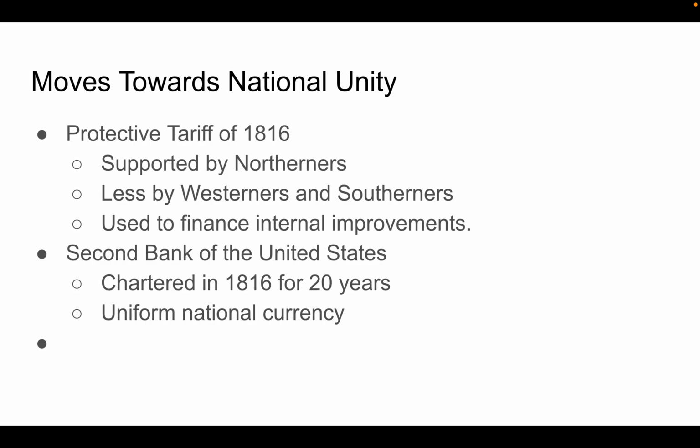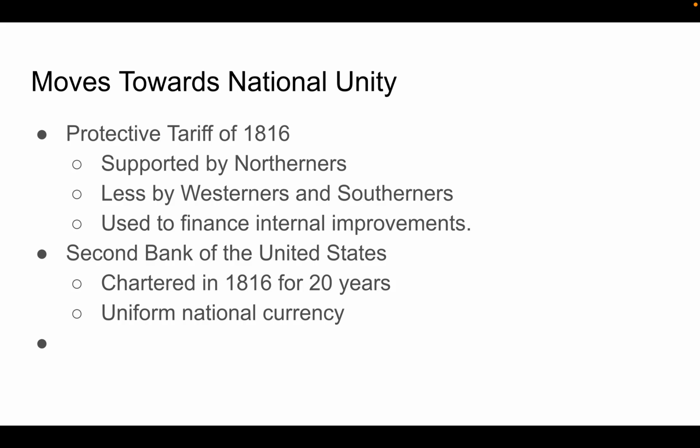They're supported by the Northerners because the Northerners are the ones who are making the products, right? The Northern manufacturers. So they're going to want government help to make their business more competitive. However, Westerners and Southerners, who are used to buying the cheaper goods from Europe or elsewhere, find the cost of their goods now going up, because in order to make American products more competitive, you're not decreasing the price of those American products, you're actually increasing the price of foreign products. So really, the consumers are losing out on this, right? Because they're not getting the cheapest possible price that they can.